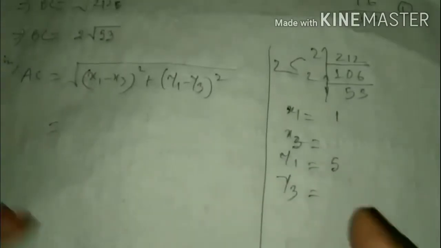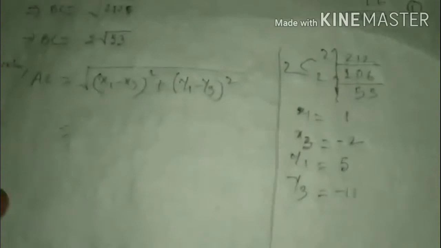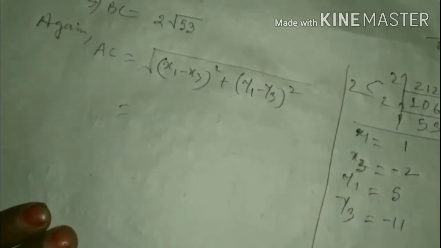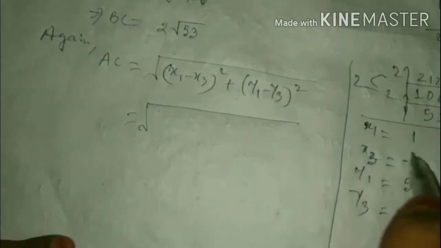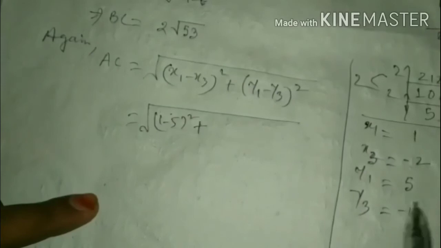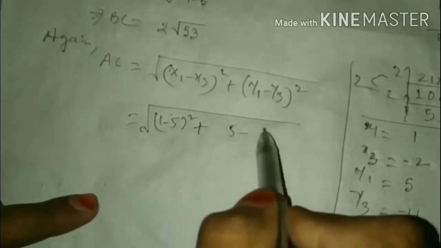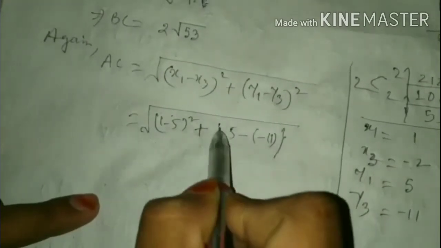Minus 2, minus 11. So let us put the values accordingly. Put the values. x1 minus xt, 1 minus 5, 1 minus 5 whole square. And 1 minus yt, 5 minus minus 11. 5 minus minus 11 means it will be minus 11 whole square.